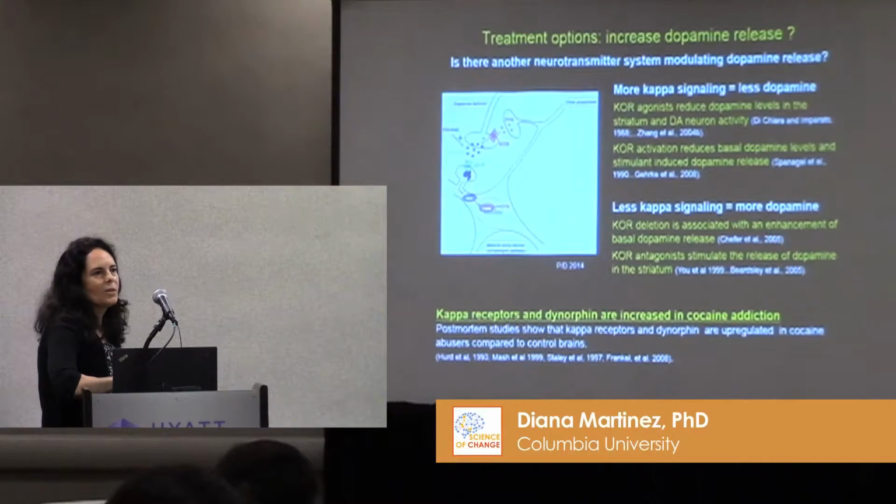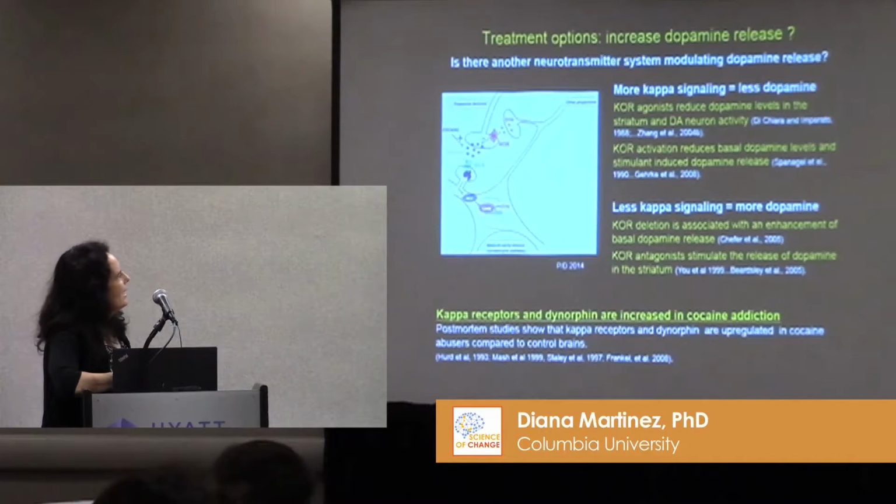So we started asking the question, is there some other neurotransmitter system that is tightly regulating the dopaminergic system that we can use for treatment development? And the answer to digging around was yes, and we think that is the kappa receptor system. The kappa receptor system has been described in rodent studies going back into the early 1990s. We know from all this data, which starts in 1988, that the more signaling you have at the kappa receptor, the less striatal dopamine release you have.